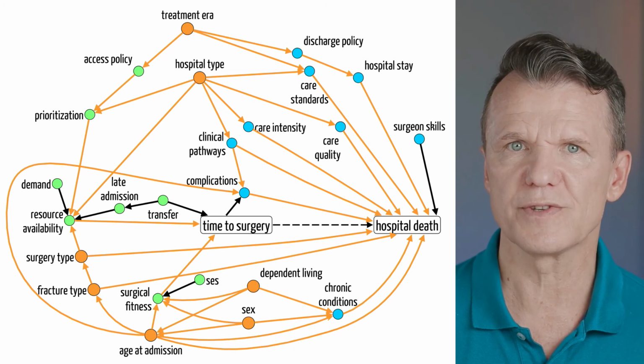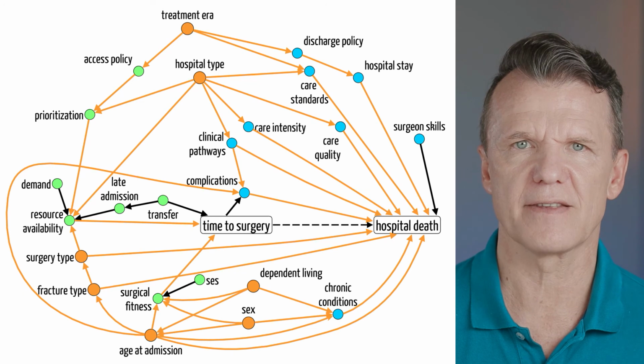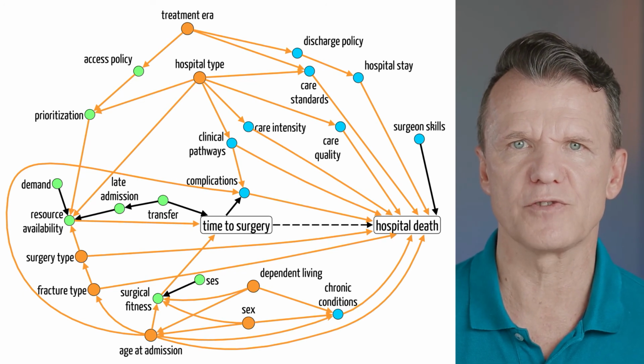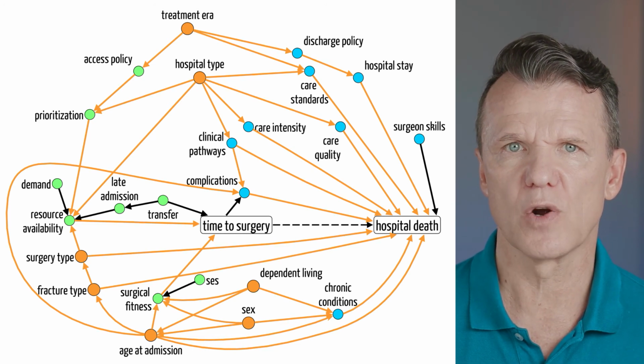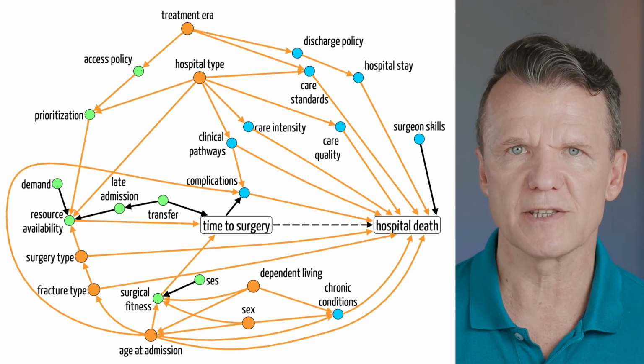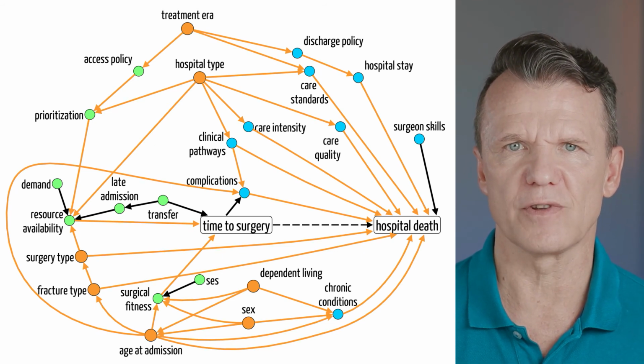Blue nodes affect the onset of death, and orange nodes influence both the timing of surgery and its outcome. Their influence can be direct or indirect. The orange arrows show the dependency chains for indirect influences.